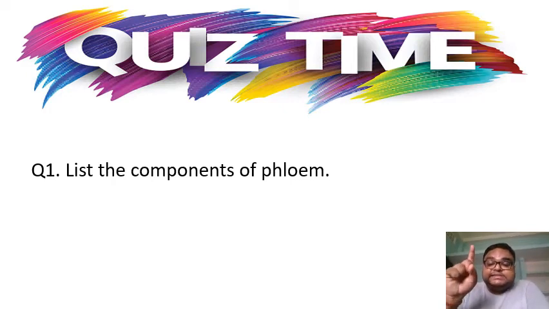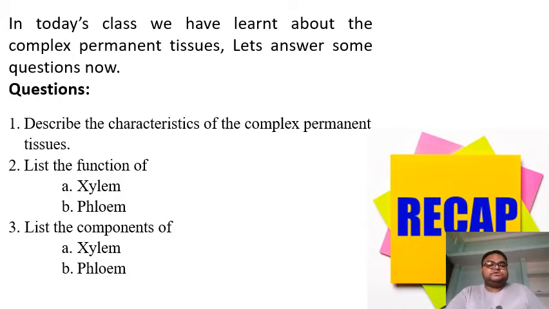These are sieve cells, sieve tubes, companion cells, phloem fibers, and phloem parenchyma. Repeat after me once more. Sieve cells, sieve tubes, companion cells, phloem fibers, and phloem parenchyma. Right? These are the five components of the phloem tissue. Right? Okay. Let's proceed forward.